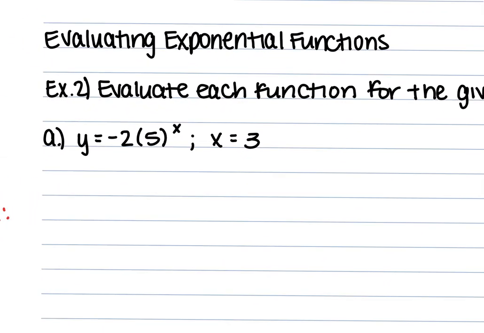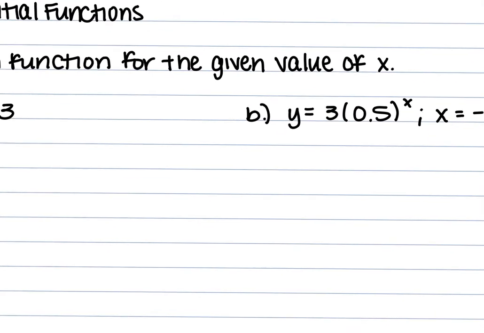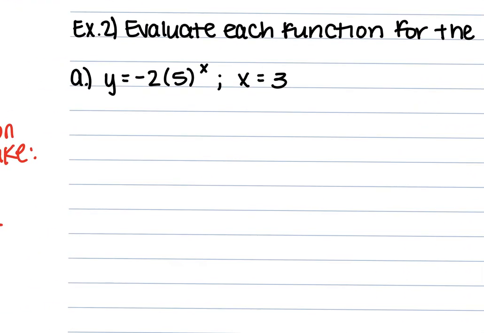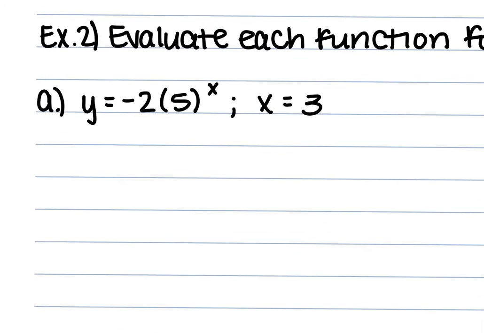The second thing that we're doing today is we are evaluating each function for the given value of x. So all that means is, okay, this is our generic exponential function. I want you to write right above it, y equals a b to the x power, okay? So in this example, what is a? What lines up with a? Negative 2. And what lines up with b? 5. Okay? So this matches our exponential function. A is -2. B is equal to 5.